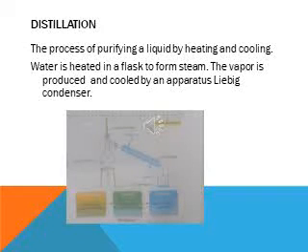Distillation. Distillation is a process of purifying a liquid by heating and cooling. When water is heated in a flask to form steam, the vapor that is produced is cooled to form liquid water. The vapor is cooled in an apparatus called a Liebig condenser. The diagram of the Liebig condenser is shown in the figure.